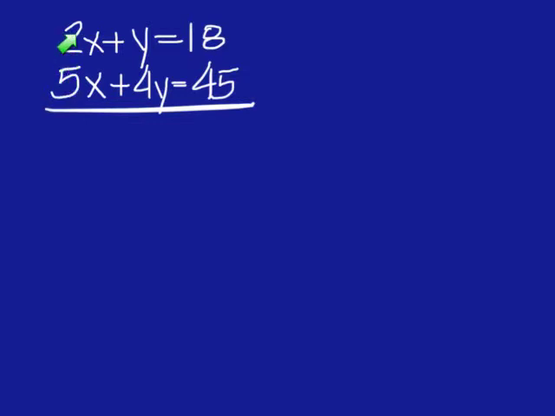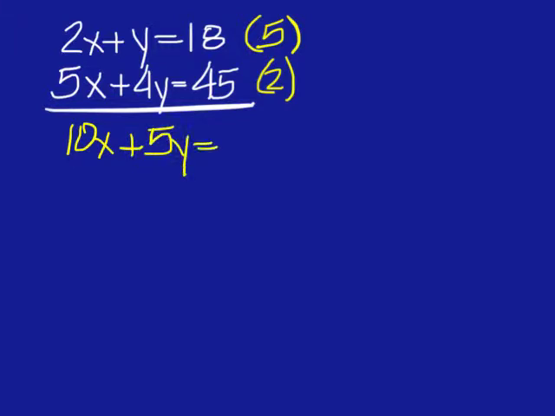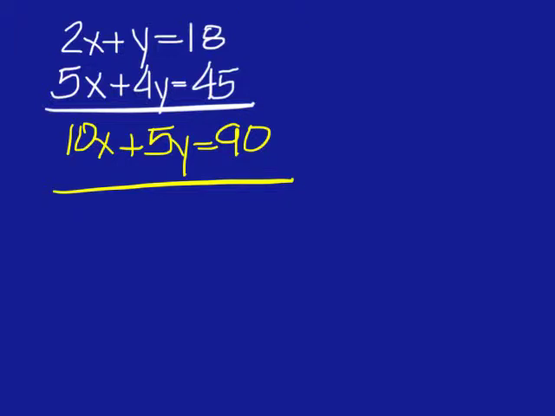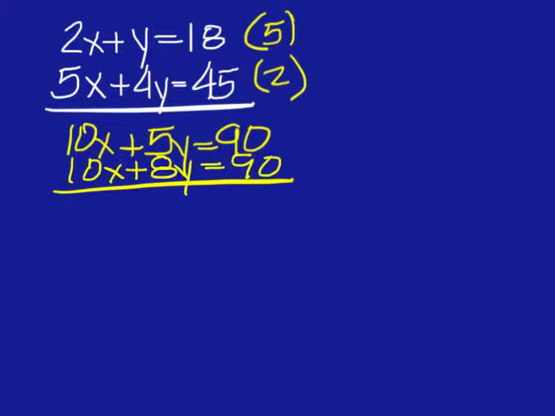So you have to multiply this by 5 and then this one by 2. Make that note. On the top you're multiplying by 5, on the bottom by 2. Multiply everything in this equation by 5. Multiply everything in this equation by 2. On the top you should get 10x plus 5y equals 90, and on the bottom you should come up with 10x plus 8y equals 90.